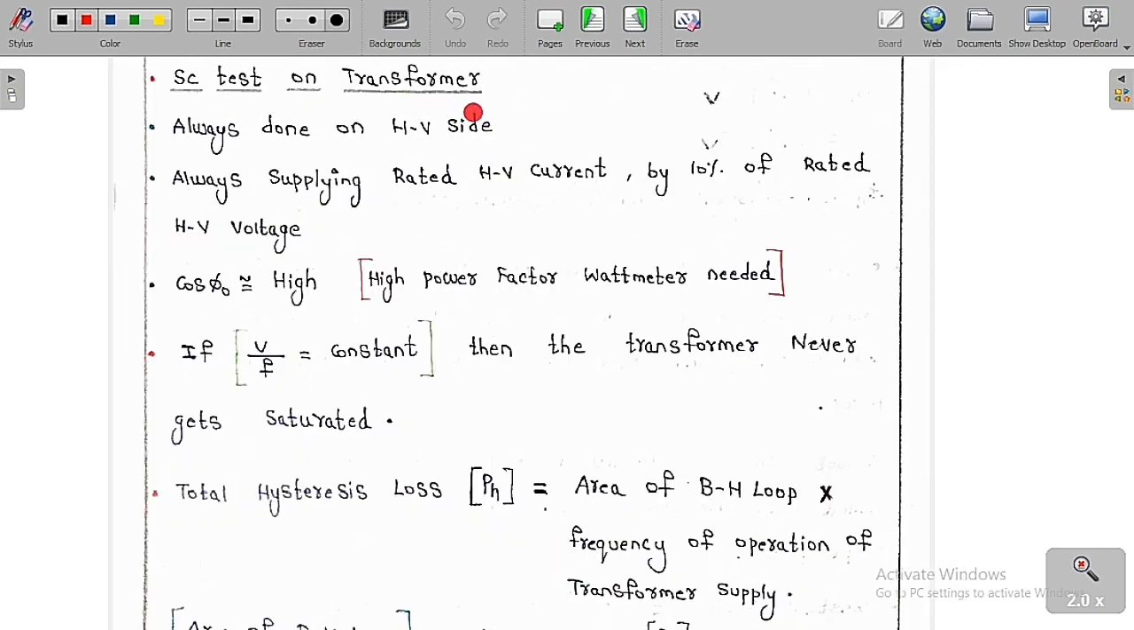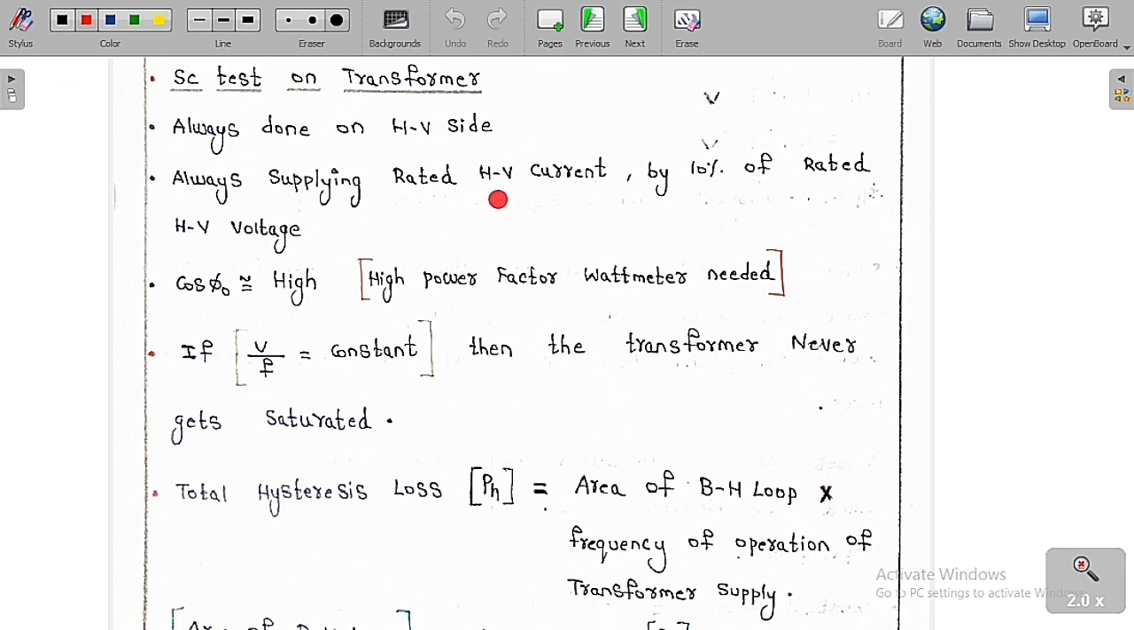Now the short circuit test on the transformer. I've already told you that with the help of the short circuit test we are going to find the series branch parameters. If we want to do the short circuit test, we have to give the rated current. On the LV side, the voltage is less, so the current is very high. On the HV side, the voltage is higher, so the current is much lower.